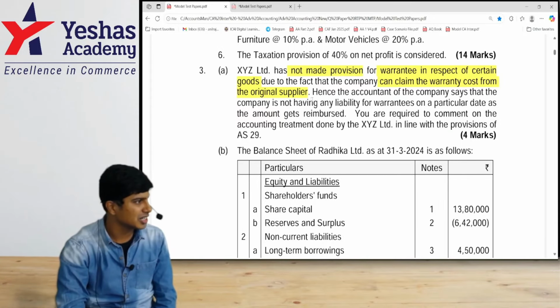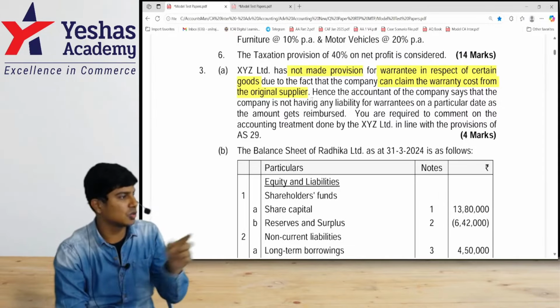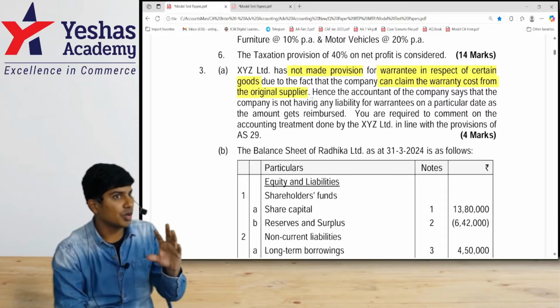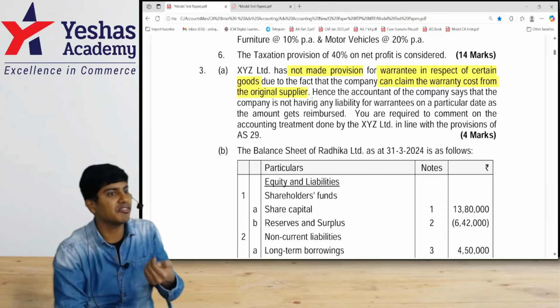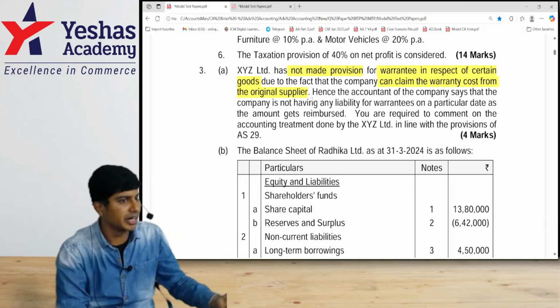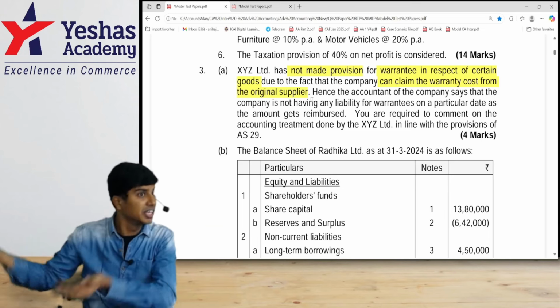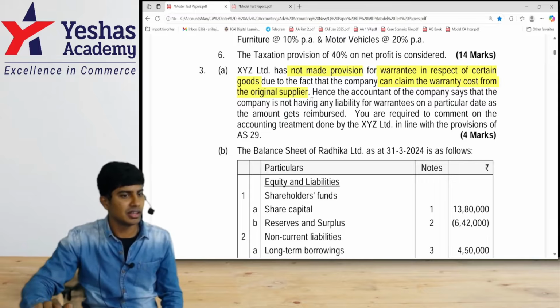Will you disclose contingent assets? It is not recorded on the asset side of the balance sheet. You won't even write it in notes to accounts as disclosure. If it is virtually certain that you will recover that money from your original supplier, then you can write it as an asset in the balance sheet. When you have incurred it, documentation is right, you have sent it, and there is 100% guarantee that they will give, then you can record it as an asset.